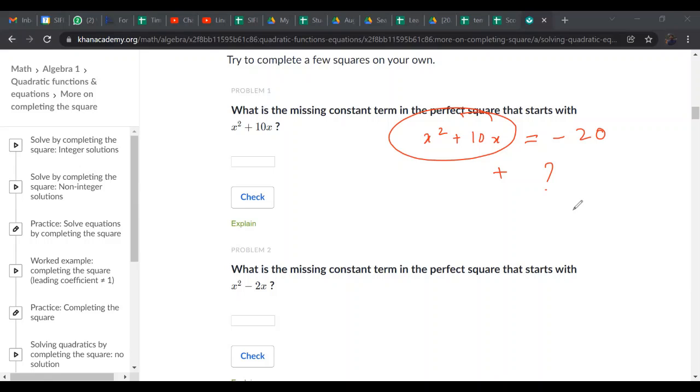That's the question. What should you add? How do we think about what number you should add? Can you think about it now? So, x square plus 10x. If it is x square plus 10x, what do you have to add?